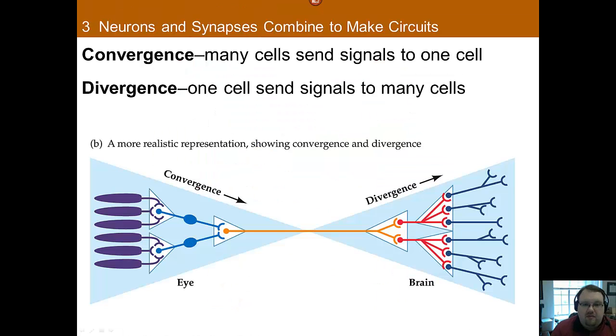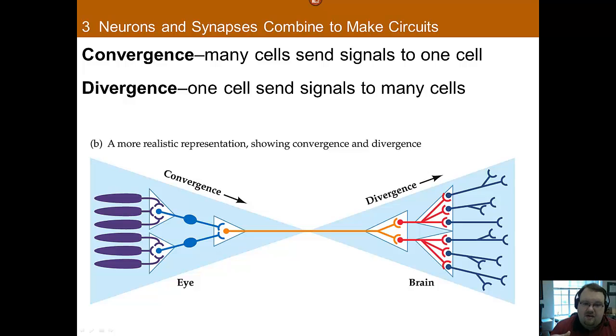The book also describes the visual system as another circuit, though frankly it's probably oversimplifying it a bit too much, but it's an ideal system to discuss convergence and divergence. So there are roughly 100 million receptor cells in the eye, and they concentrate down to approximately 1 million ganglion cells. This process, in which neural connections from many cells send signals to a single cell, is called convergence.